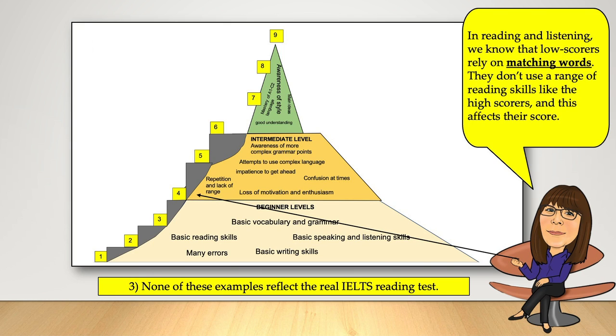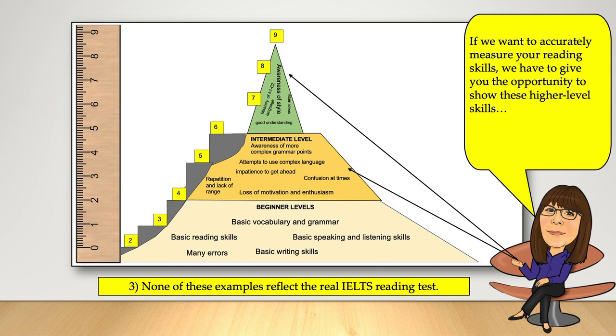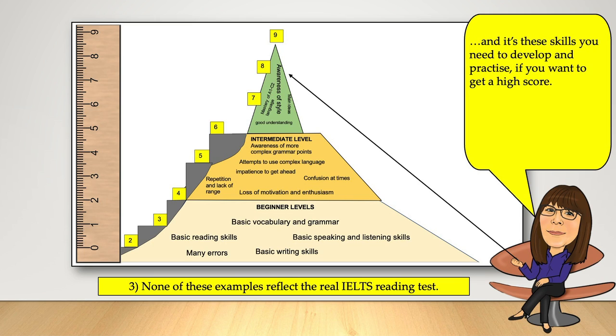In reading and listening, we know that low scorers rely on matching words. They don't use a range of reading skills like the high scorers, and this affects their score. If we want to accurately measure your reading skills, we have to give you the opportunity to show these higher level skills. And it's these skills you need to develop and practice if you want to get a high score.